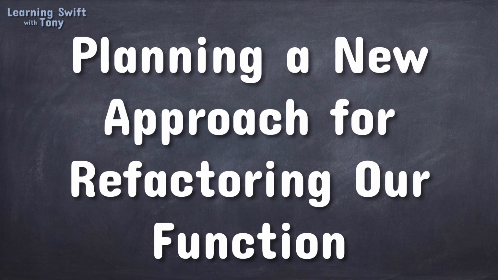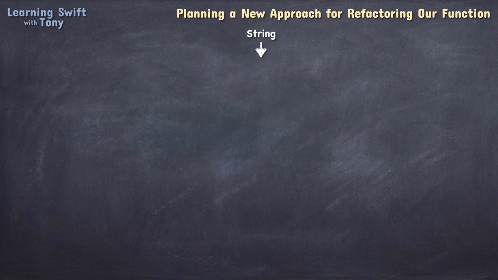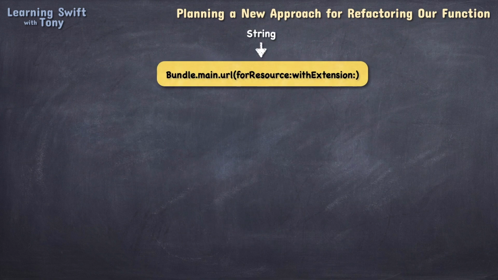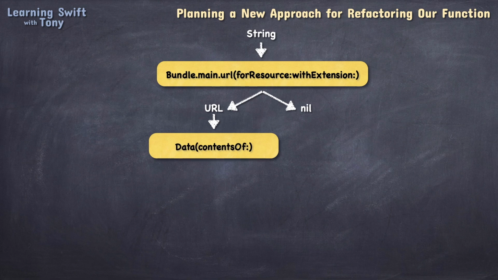We will start by remembering the steps involved last time. We had to start with a string which represents a file name, and we used the Bundle.main.url(forResource:withExtension:) call to convert that string into a URL. That call returns an optional URL, which means either a valid URL or nil. Then we had to feed a valid URL to an initializer for a Data object with contentsOf.